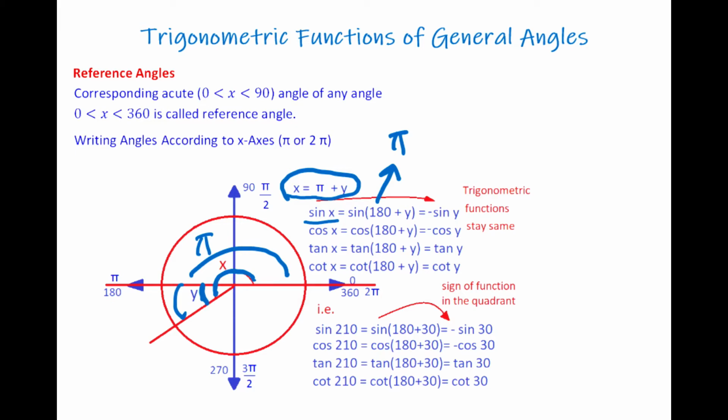And again, this same logic, guys. The angle is in which region? Third region. Sine is negative in the third region, so it becomes negative, and y comes over here. Let's look at the examples exactly.